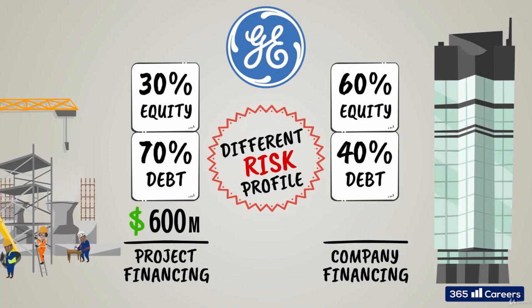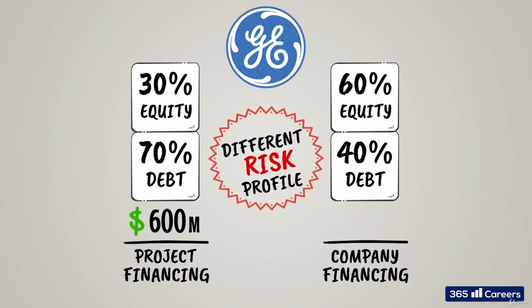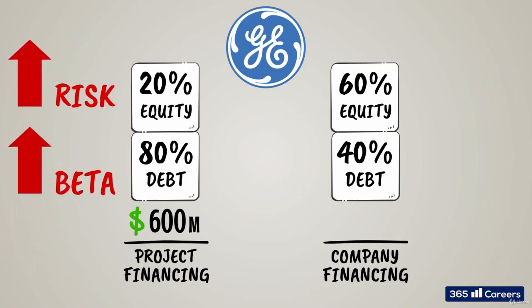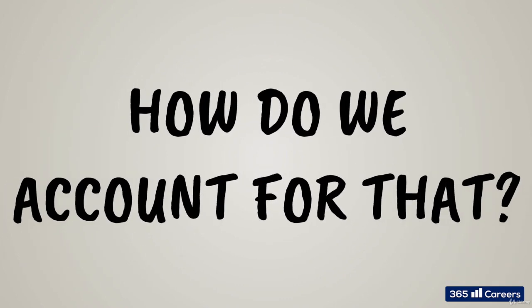Therefore, constructing the plant will have a different risk profile than the rest of the company's business. The greater the debt taken up in a project, the riskier it is, and the higher its beta will be. It isn't theoretically correct to use the company's beta to assess the project under these circumstances. How do we account for that?